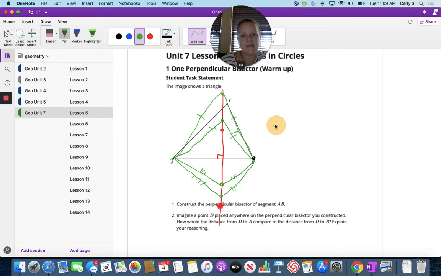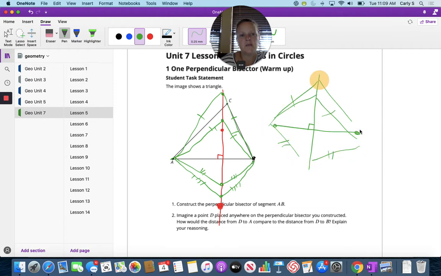So for any segment, if I draw the perpendicular bisector, the distance from here to here is equal. Like these are equal, those are equal, as long as your point is on the perpendicular bisector. Those are all equal.